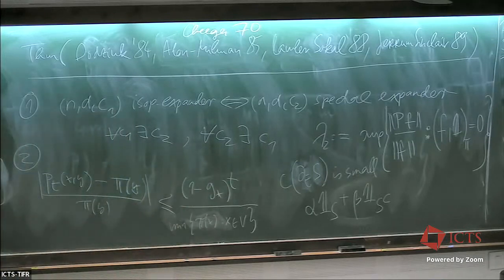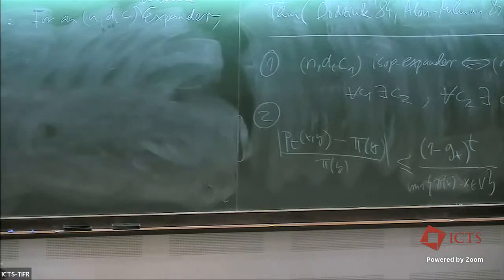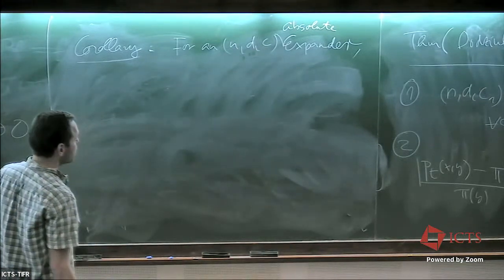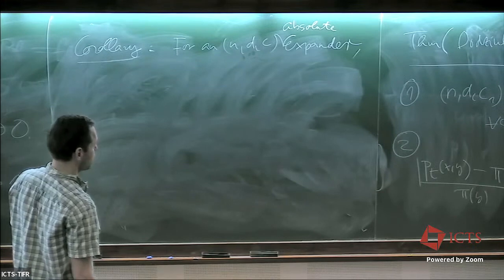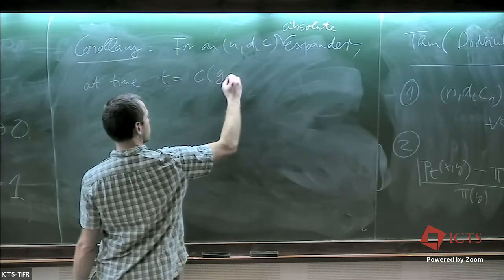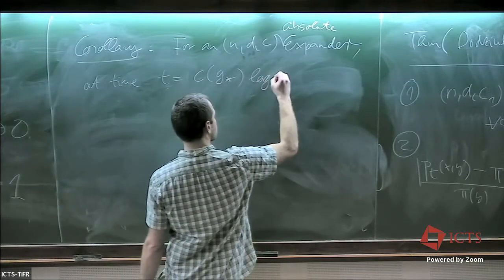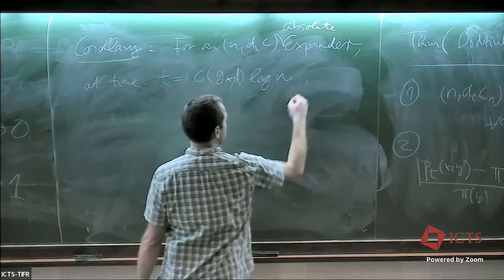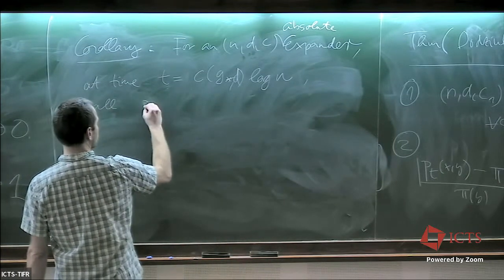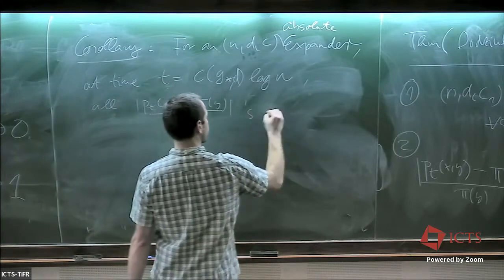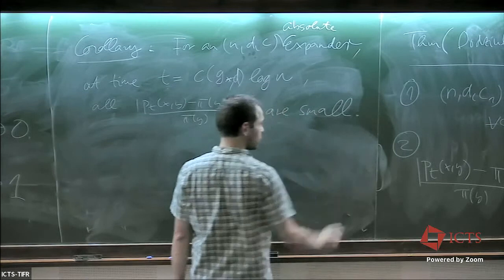So for an absolute expander, which we defined only for spectral, at time t equal to a constant that depends on the absolute spectral gap times log n, and the degree maybe, all the quantities (P_t(x,y) minus pi(y)) divided by pi(y) are small. So yeah, pretty well mixed.